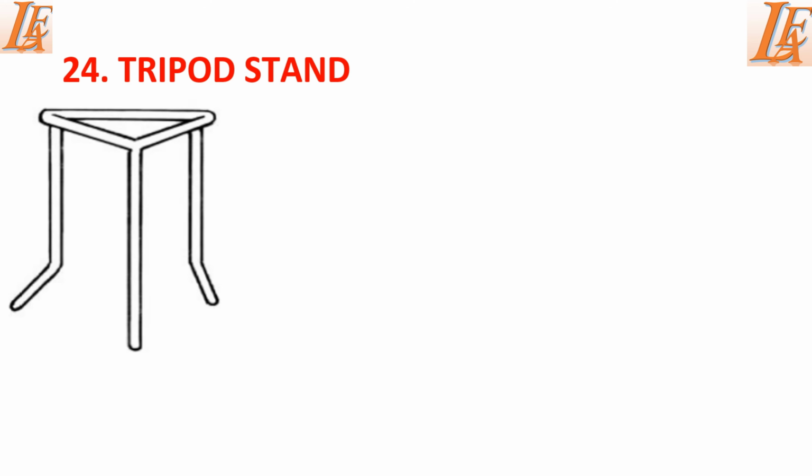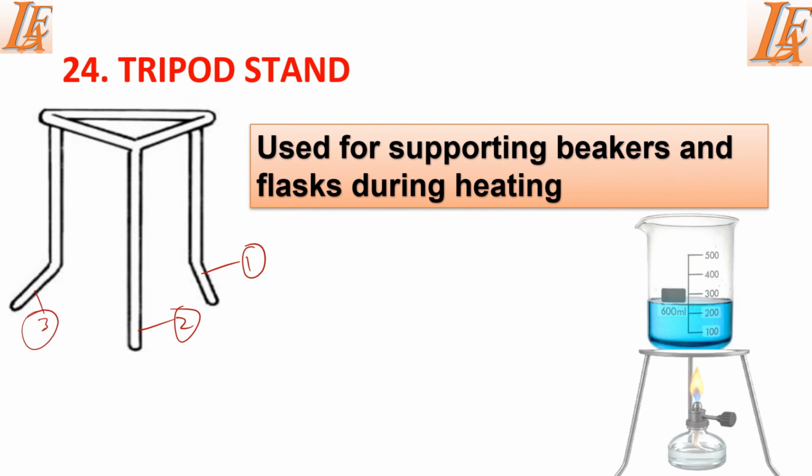Another apparatus is a tripod stand, and a tripod stand is a three-legged metal stand which is used to support containers such as beakers and flasks during heating with a Bunsen burner. So for you to identify a tripod stand, it must have three legs. This 1, 2, and 3. Now this one is used to support beakers, and it can also be used to support flasks during heating using a Bunsen burner.